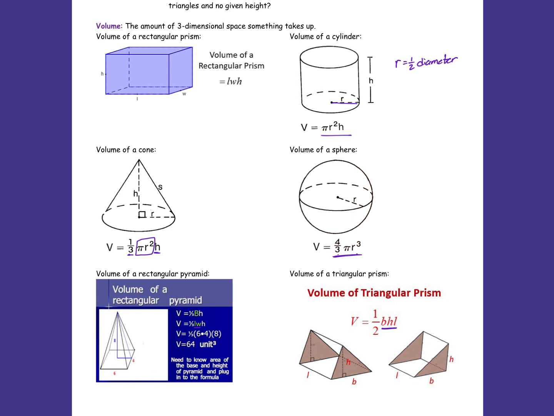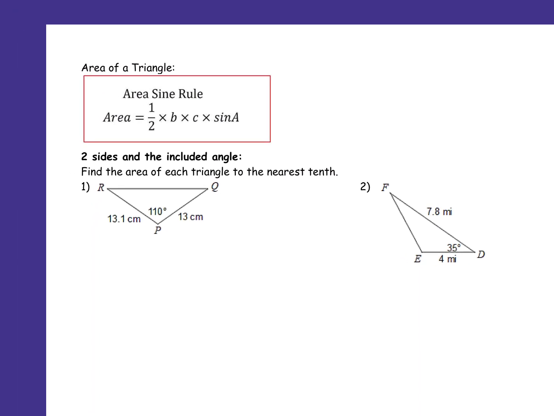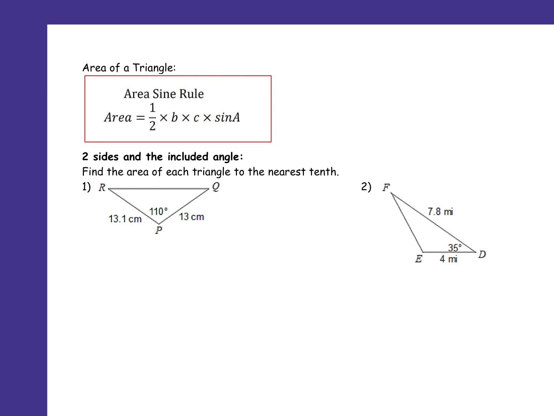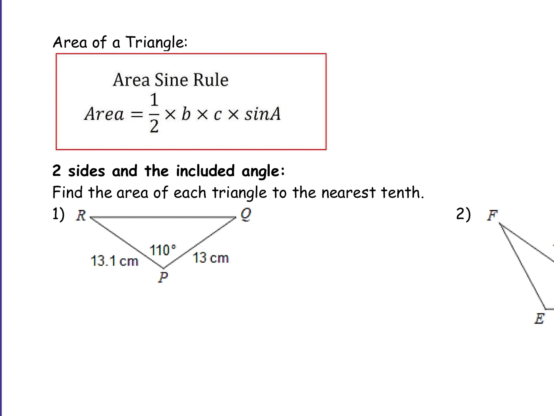The new thing we're actually going to learn today is area of a triangle. So these are triangles where we don't know the height and we only know sides. There's a couple different rules we can use. The first one is the area sine rule, and it says area equals 1/2 times B times C times the sine of A. So that is my 2 sides and the angle in between those 2 sides.